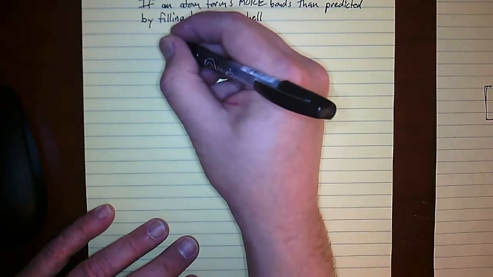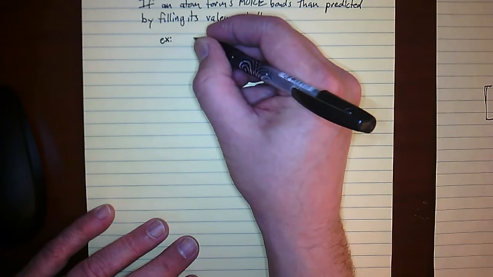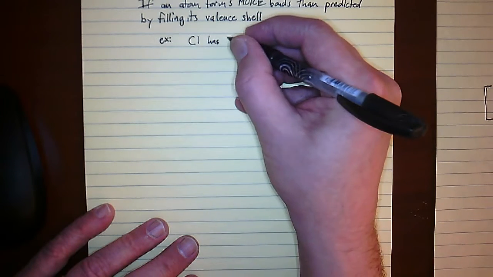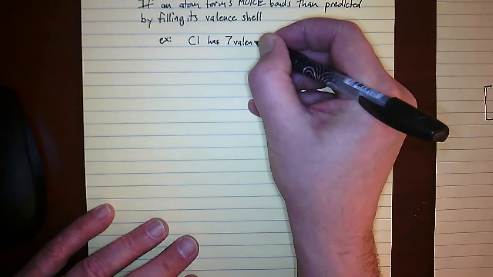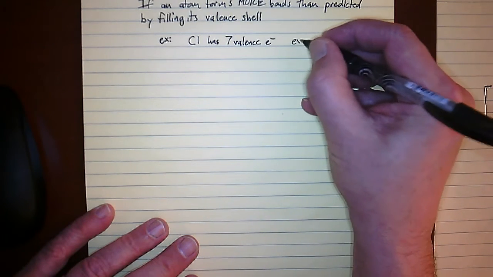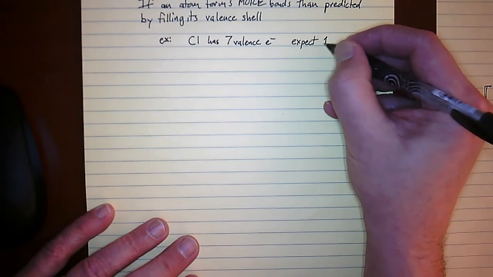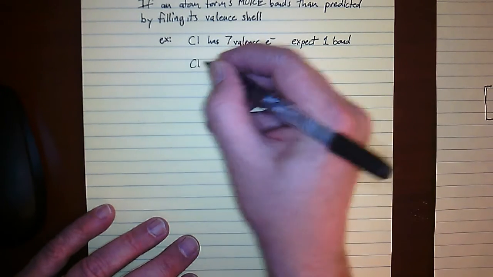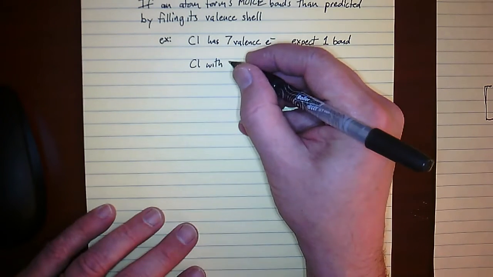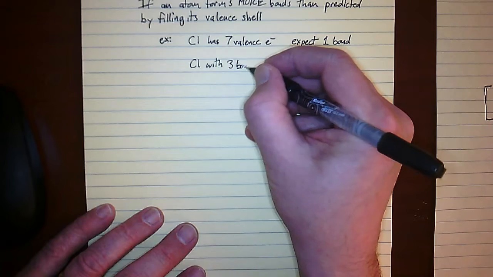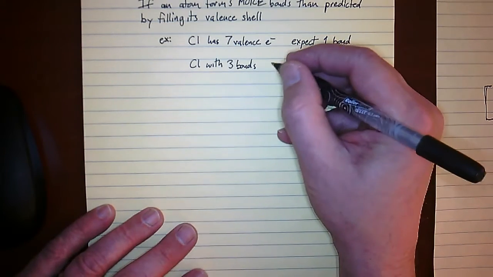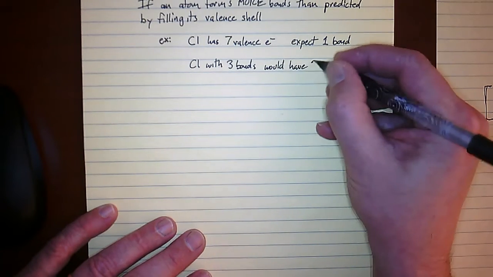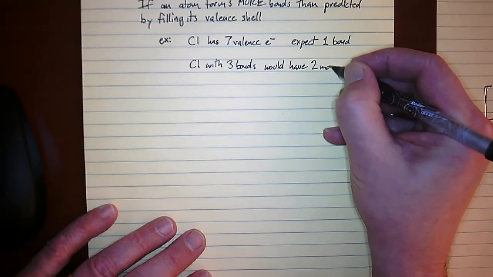For example, Cl has 7 valence electrons, and so we expect 1 bond. We expect 1 bond. So Cl with, say, 3 bonds would have 2 more bonds than predicted.